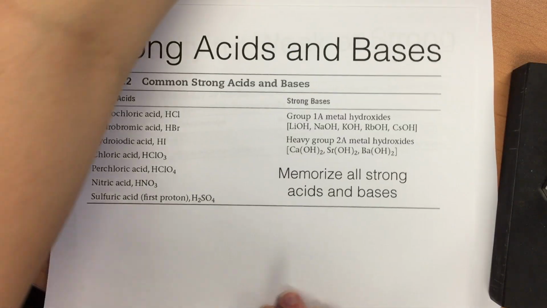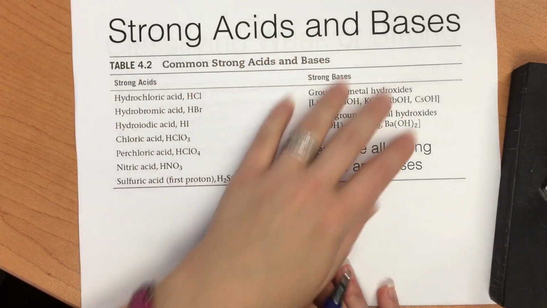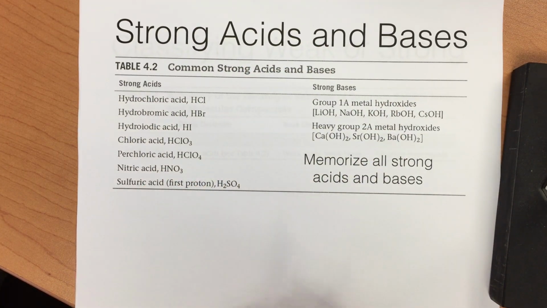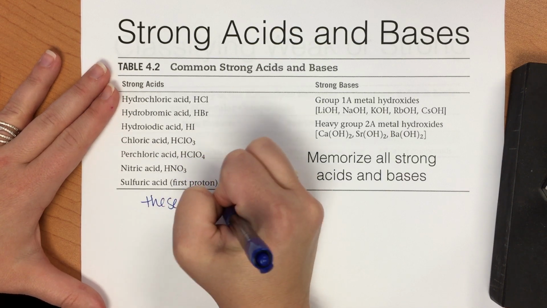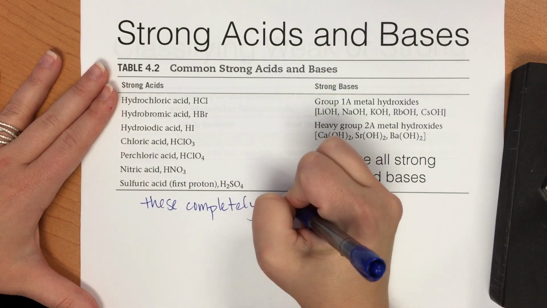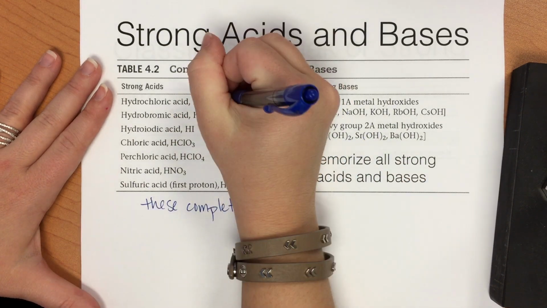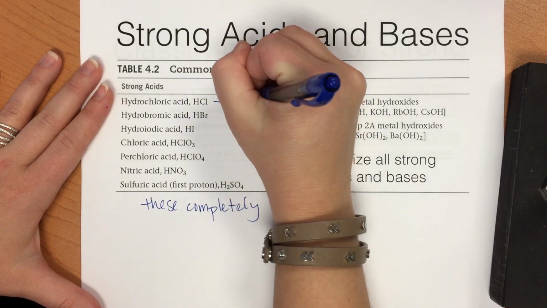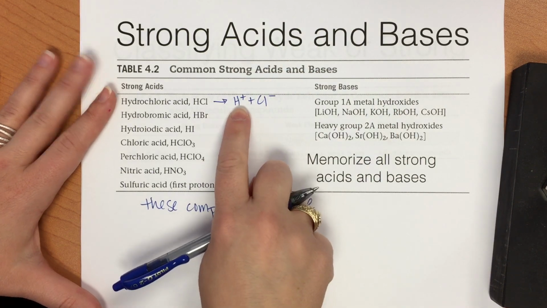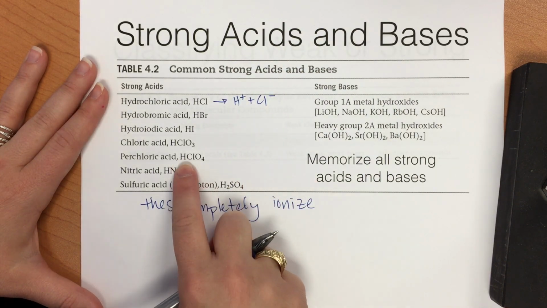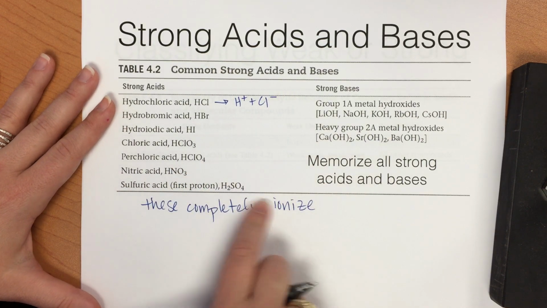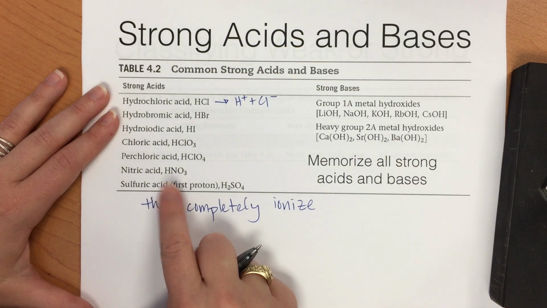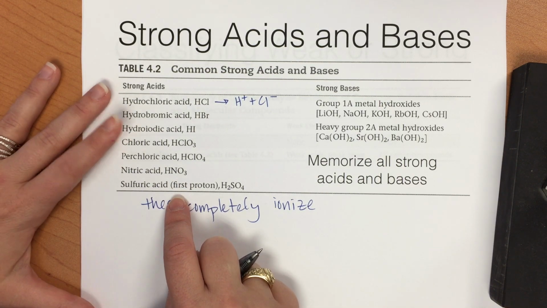Okay. So strong acids and bases, they are strong acids and bases, and so they completely ionize. So all of these will separate into their ions, whether it's H plus and Cl minus, or HClO4, which is the H plus and the ClO4 minus. All of these are strong acids. You'll note with sulfuric acid, it is only the first proton that is a strong acid.